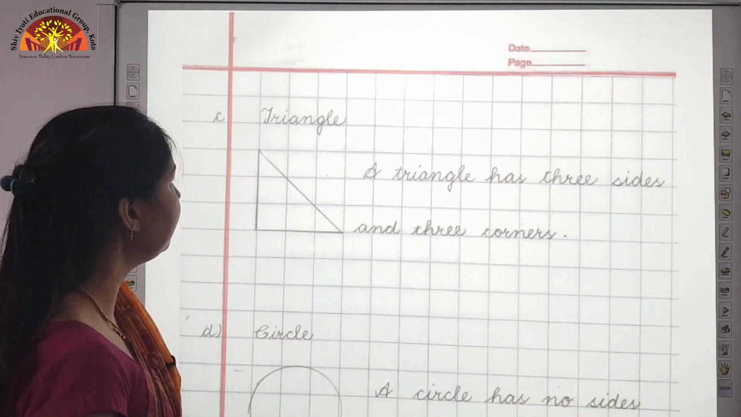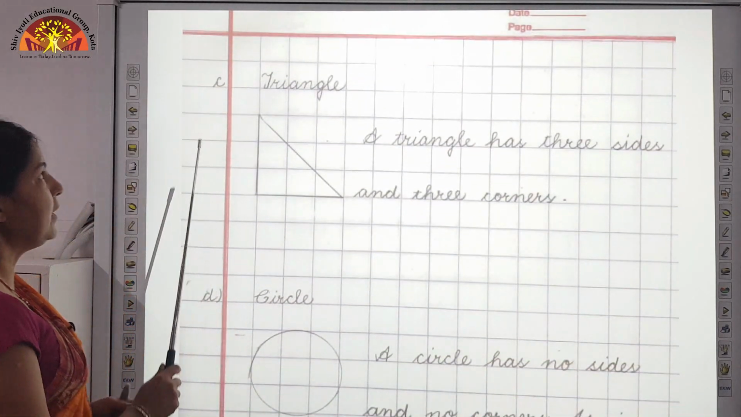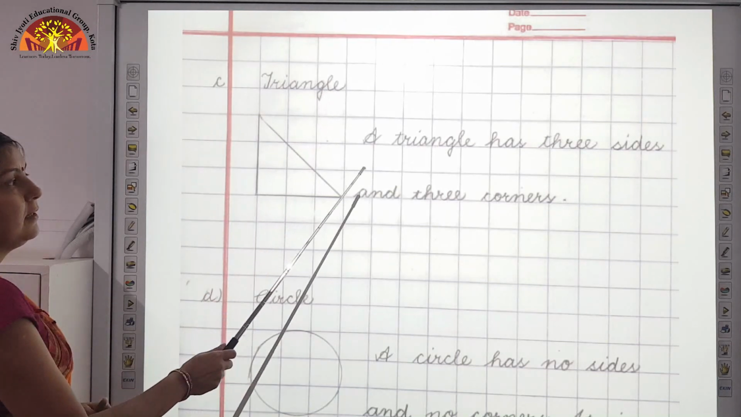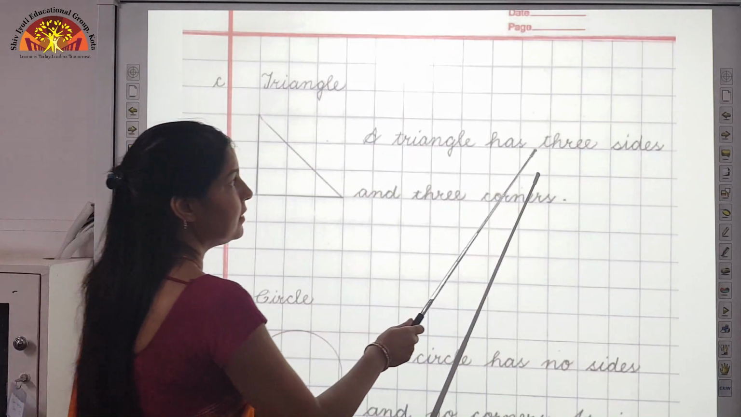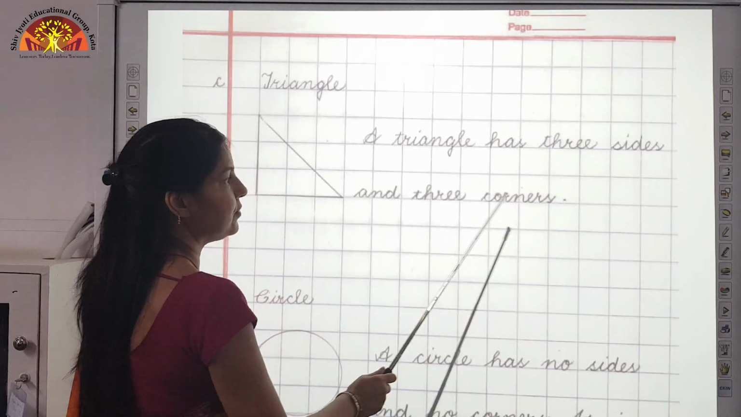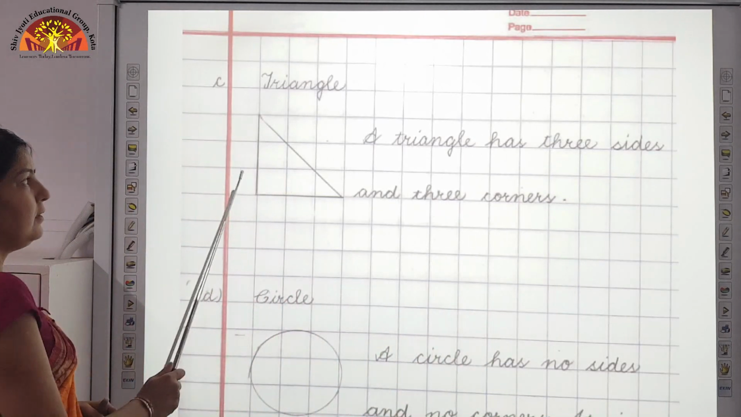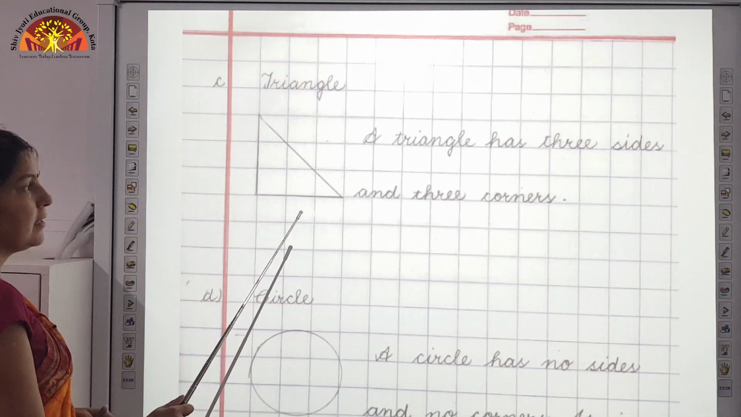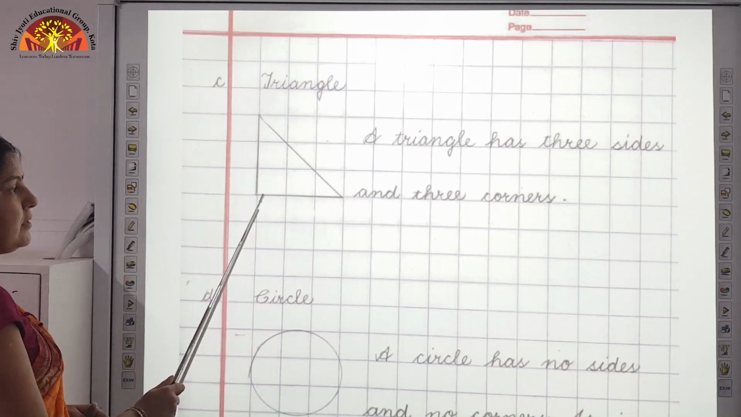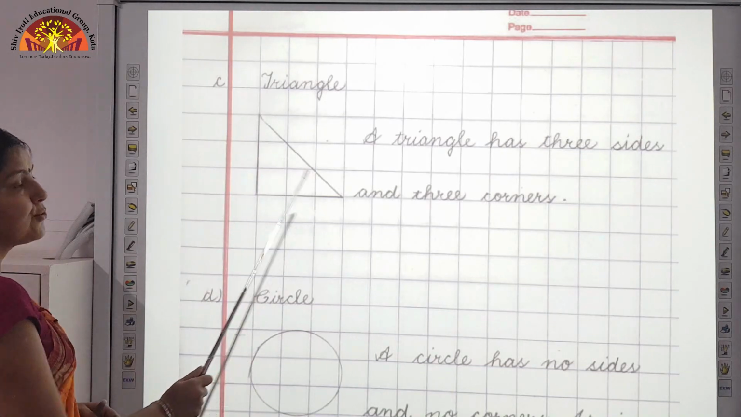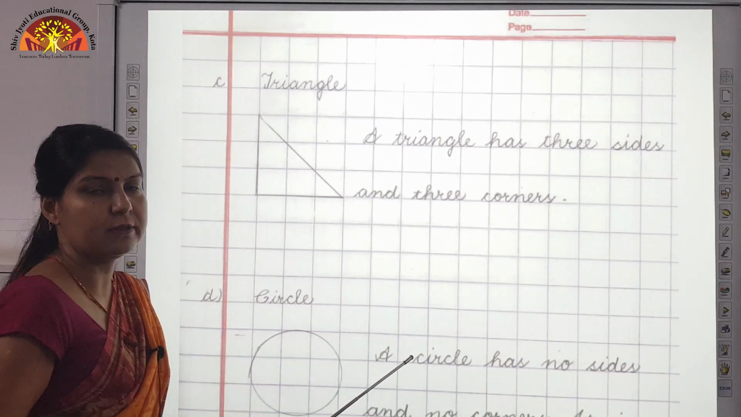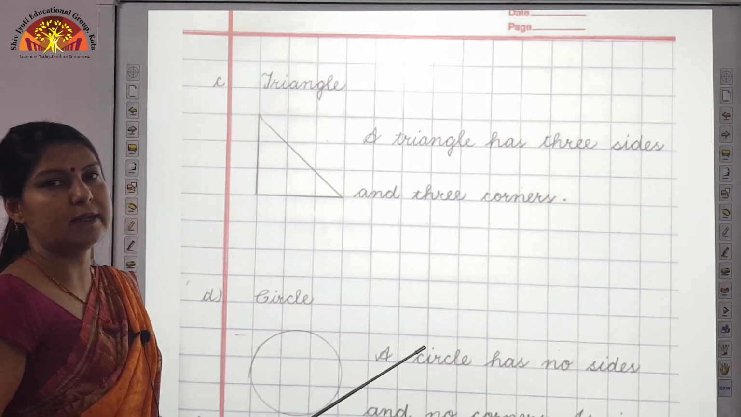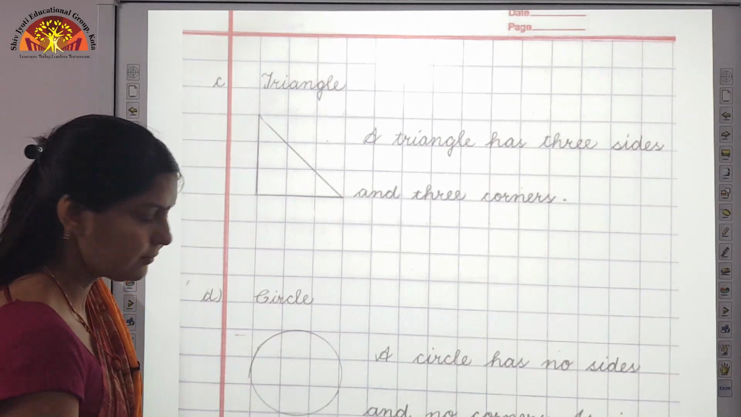Now next we will see triangle. The spelling of triangle is T-R-I-A-N-G-L-E, triangle. Now a triangle has 3 sides and 3 corners. As you can see here, a triangle has 3 sides, 1 side, 2 sides and 3 sides. And these 3 sides are meeting on these 3 points. So these 3 points are corners. So we can say that a triangle has 3 sides and 3 corners.